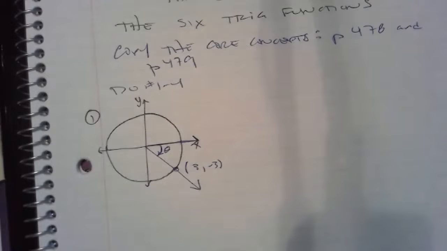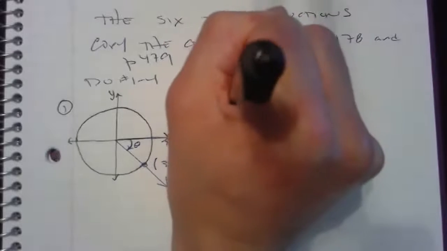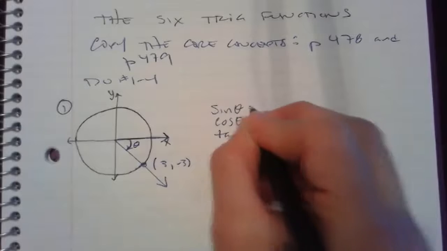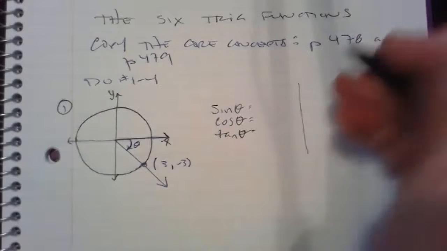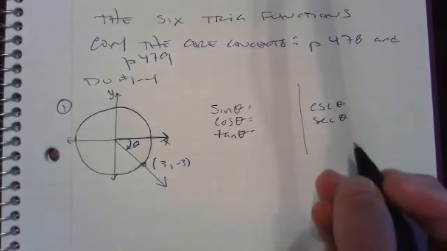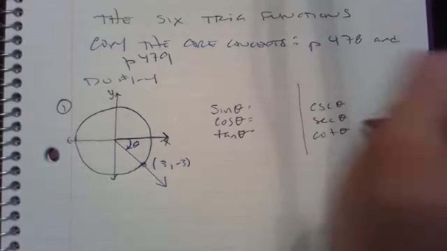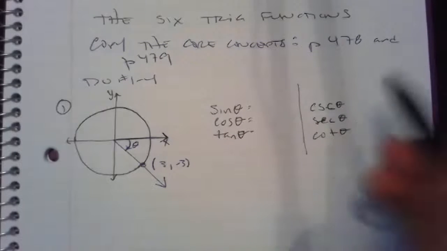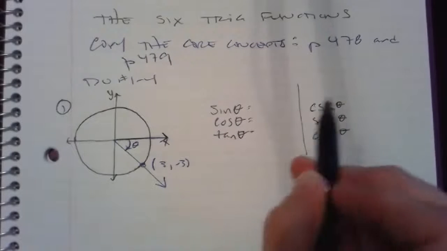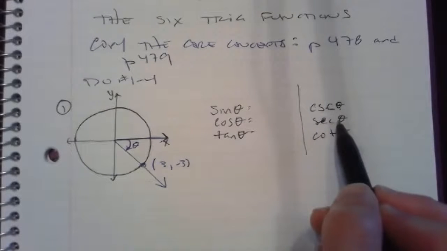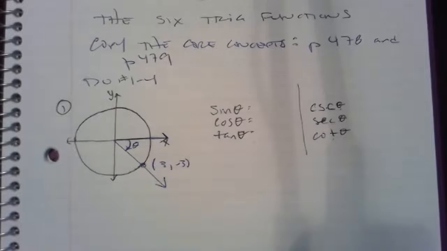Now, they want us to evaluate the 6 trig functions, which means the first thing we're going to do is create this chart: sine, cosine, tan. We're going to leave a space for our answer. Cosecant, secant, and cotan. Remember, CSC stands for cosecant, SEC stands for secant, and COT stands for cotan. Sine and cosecant are reciprocals. Cosine and secant are reciprocals. Tan and cotan are reciprocals.